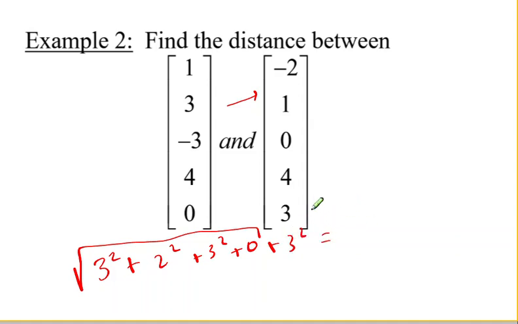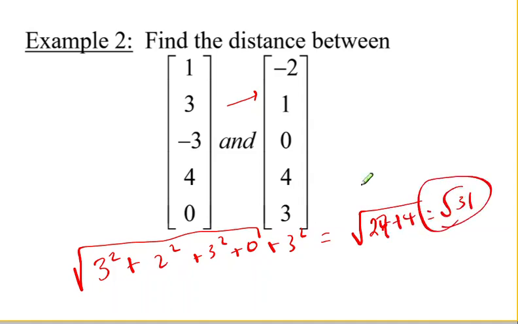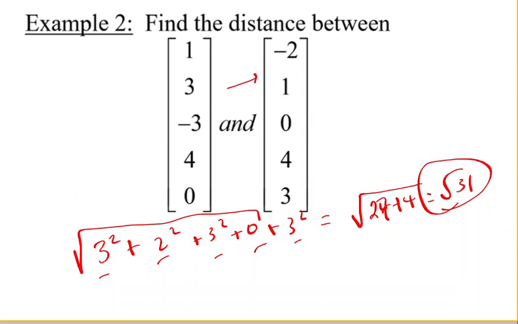So what does that give you? Well, that gives you 9 times 3 is 27. 27 and 4 is 31. So the distance between those two vectors is going to be the square root of 31. So it's like the distance between the x's, distance between the y's, z's, a's, and b's, just going back around the alphabet.